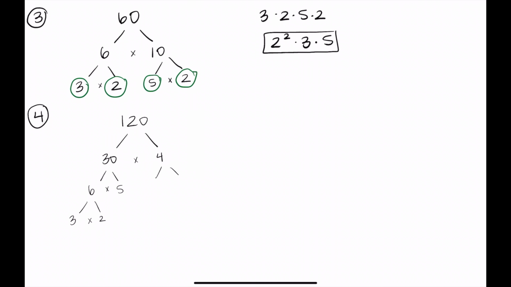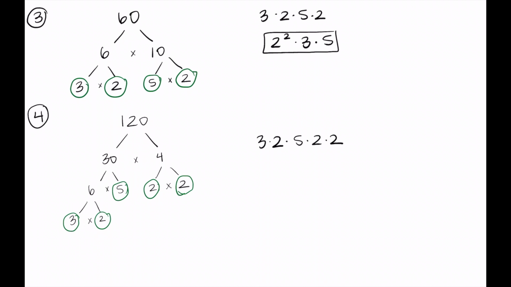And now we'll move on to our 4. We know that 4 breaks up into 2 times 2. So the prime factors that we have are 3, 2, 5, 2, and 2. So we'll go ahead and write that on the side and then simplify. So we have 3 times 2 times 5 times 2 times 2. We're going to write this from least to greatest and put in our exponents. And the prime factorization for number 4 will be 2 cubed times 3 times 5.